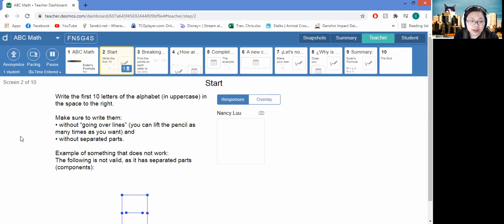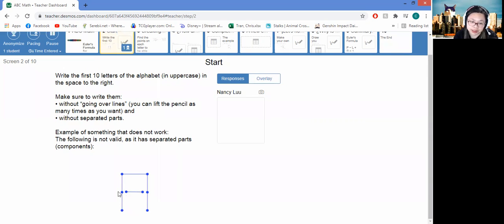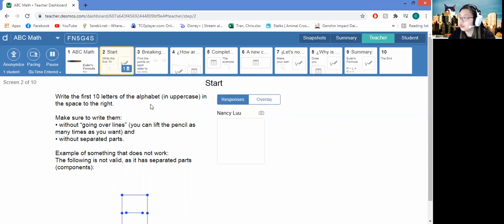Thank you. Yes. Write the first 10 letters of the alphabet in uppercase in the space to the right. Make sure to write them without going over the lines. You can lift the pencil as many times as you want and without separated parts. An example of something that does not work: the following is not valid as it has separated parts or components. So as you can see, this letter A would not be valid because this middle portion is not connected to this top portion. Now, for the sake of time, we're just going to do the first three letters. So if you can, Nancy, just draw the first three letters of the alphabet in capitalization. Okay.